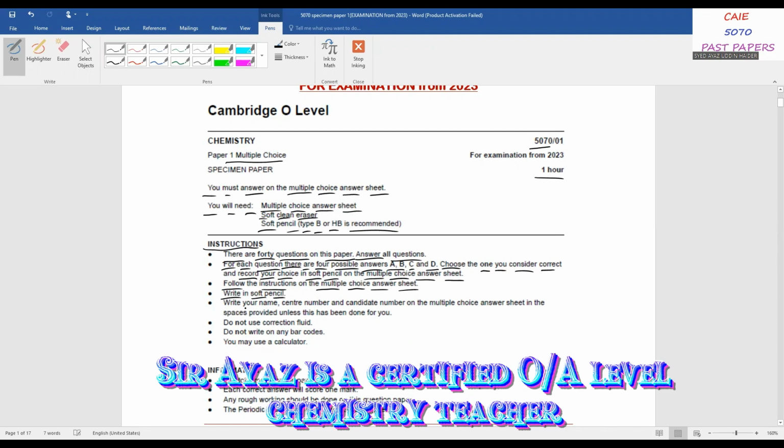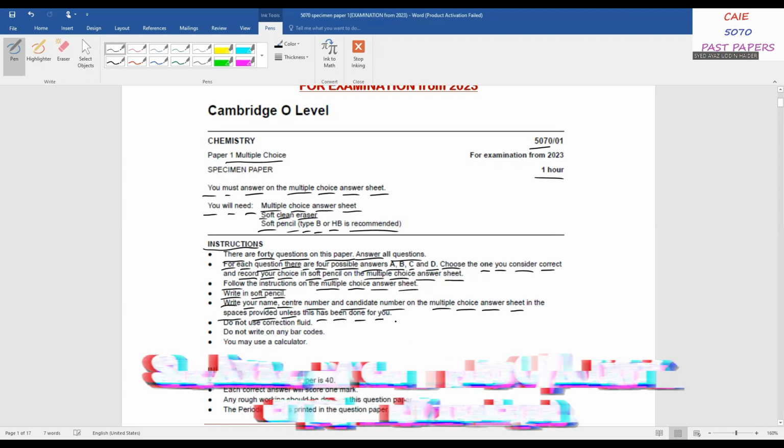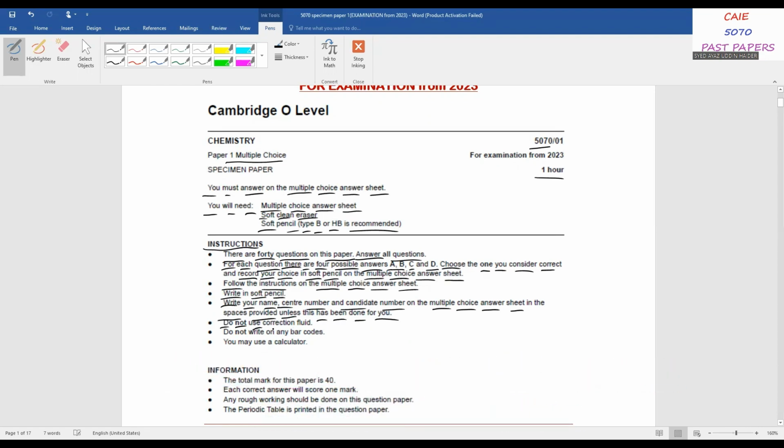Write in soft pencil. Write your name, center number, and candidate number on the multiple choice answer sheet in the spaces provided unless this has been done for you. Do not use correction fluid. Do not write on any barcodes. You may use a calculator.